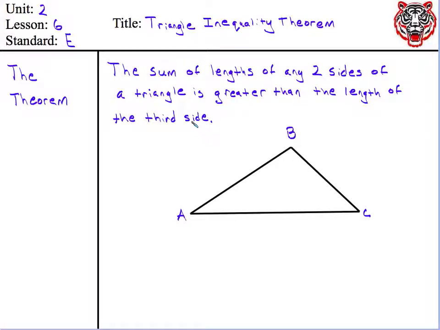All right, so you've unpaused me. The sum of lengths of any 2 sides of a triangle is greater than the length of the third side. I want to turn that into an inequality. In fact, I want to turn it into 3 inequalities, all the different possibilities.